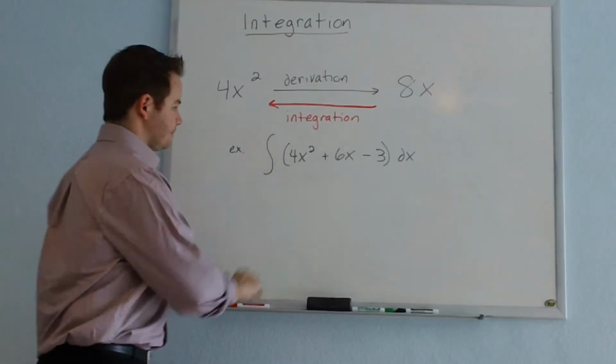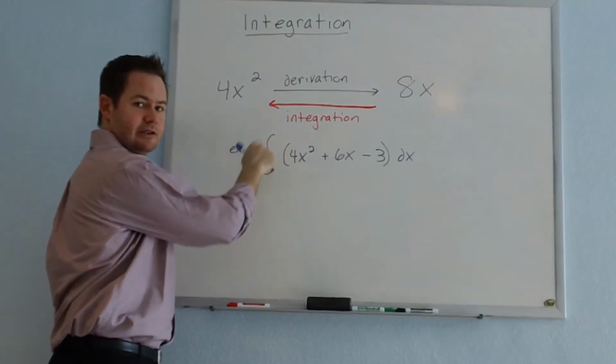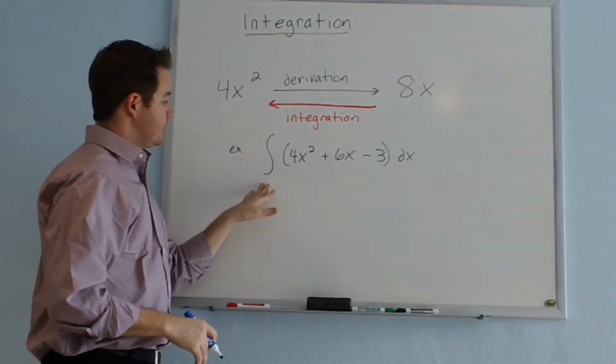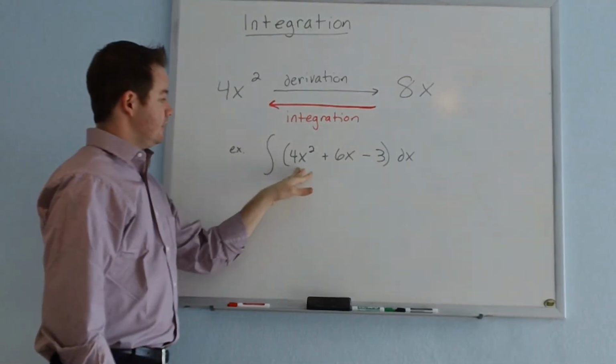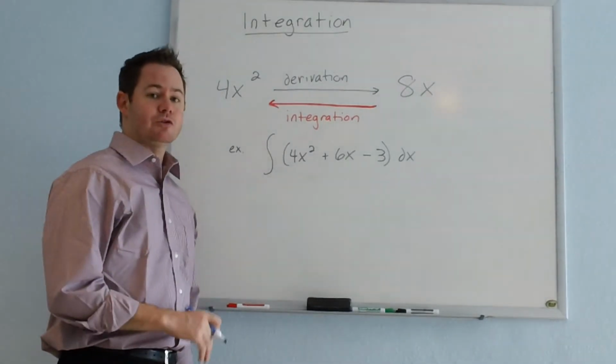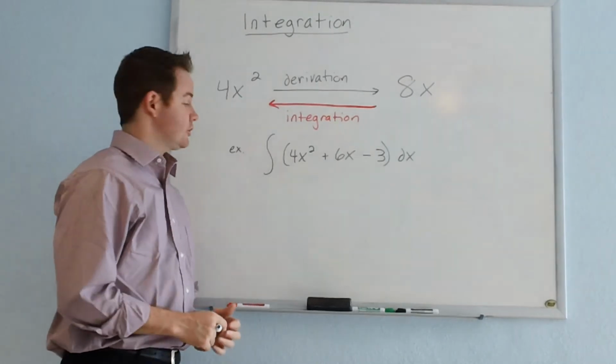Let's take a look here. So this modified looking S that we see is the symbol used to represent integration. This question is asking us to integrate 4x squared plus 6x minus 3. So we're going to go term by term and take a look at how to find the integral.